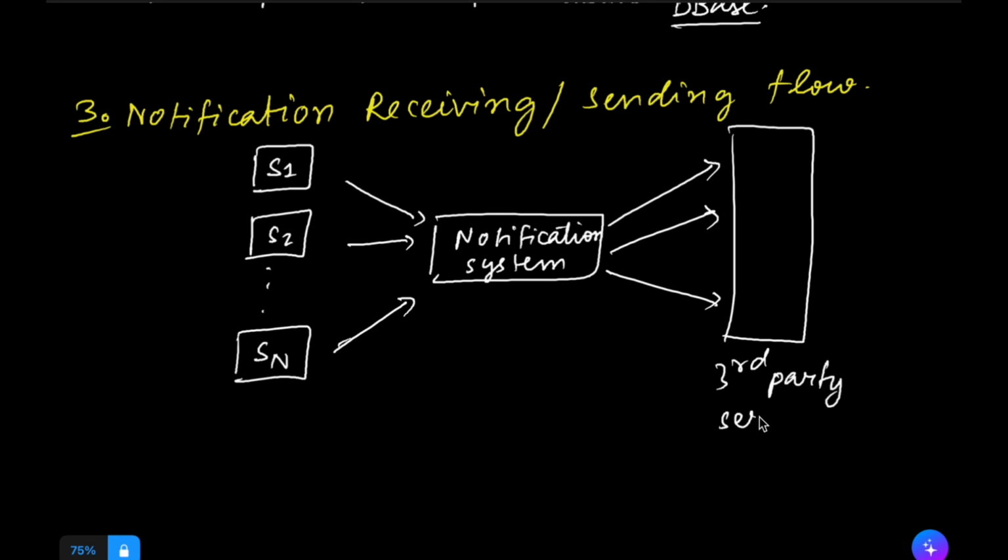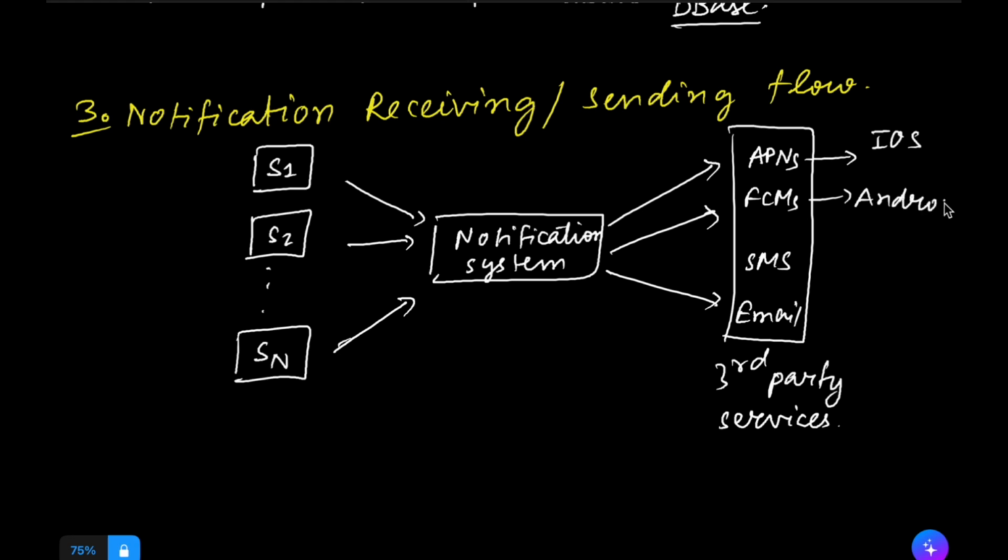which we just discussed in the different types of notification section. One was APNs, then FCM, then SMS, then email. All these third party services in turn forward the notification to an iOS device or an Android device, or it is a message, or it is an email. So this is the high level overview of how a notification flow happens in a particular scenario.